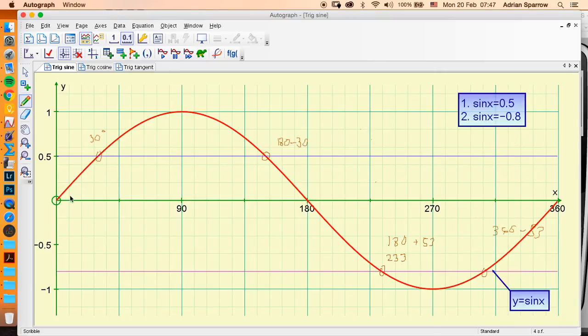So just to recap, sine is positive from 0 to 180, but it's negative from 180 to 360. So if I'm trying to work out an angle and it's negative, then the angle is between 180 and 360. I should say the sine of the angle is negative. To work out each one, we're going to do 0 plus the angle, 180 minus the angle, 180 plus the angle, and 360 minus the angle.